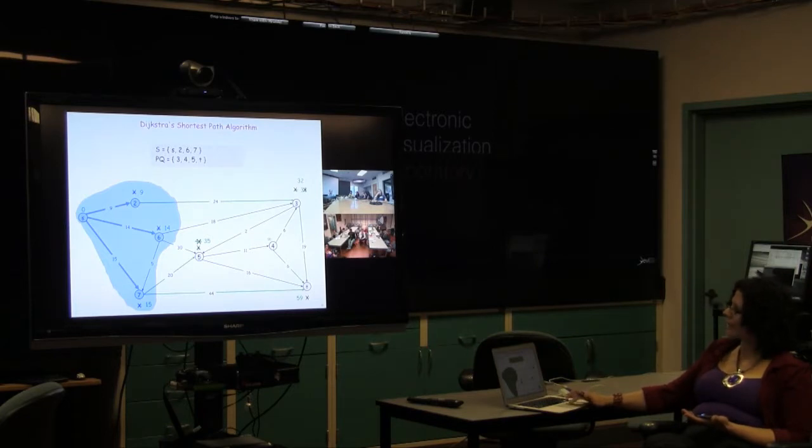So now I have all the vertices here, 2, 6, and 7, and provably 9, 14, and 15 is the length of the shortest path to them. Okay? So far, so good. Yeah. Now I can look at every edge that sticks out of this blue region, and those are the possible vertices that I can reach in the next step of the exploration. So I can reach vertices 3, 5, and T directly, right?